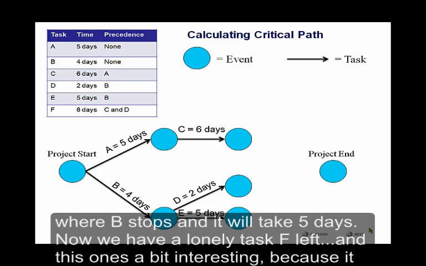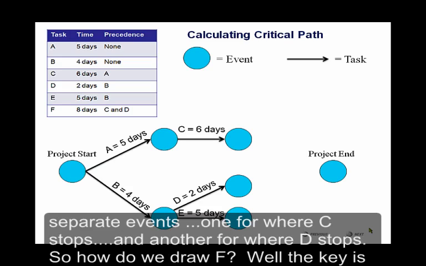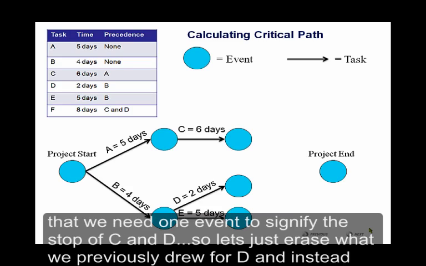Now we have a lonely task F left, and this one's a bit interesting because it starts from the single event where C and D stop. But if you look at the map we've drawn so far, you see that there are 2 separate events, one for where C stops and another for where D stops. So how do we draw F? Well, the key is that we need one event to signify the stop of C and D.